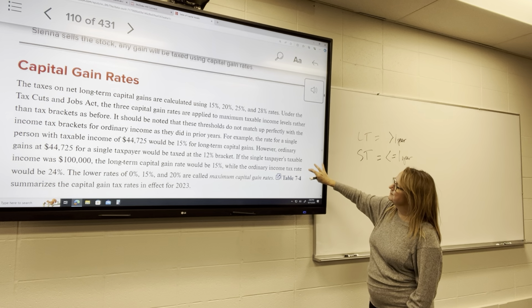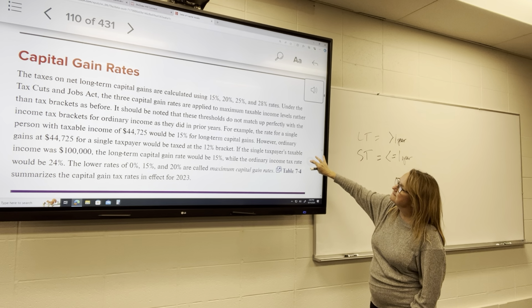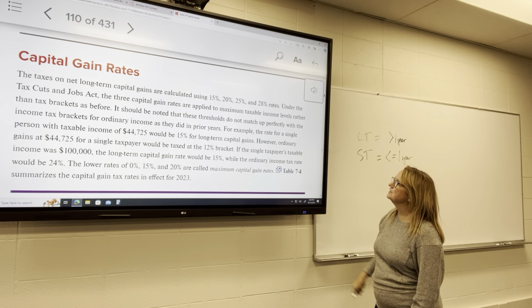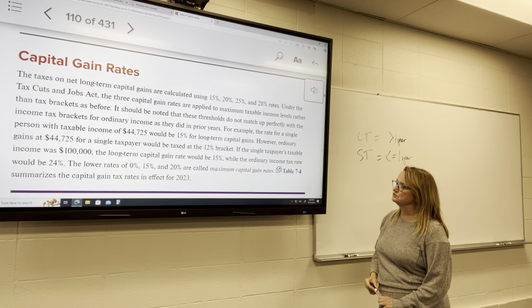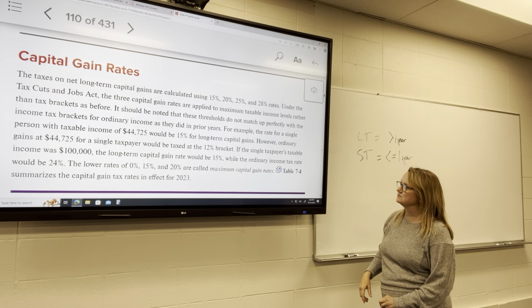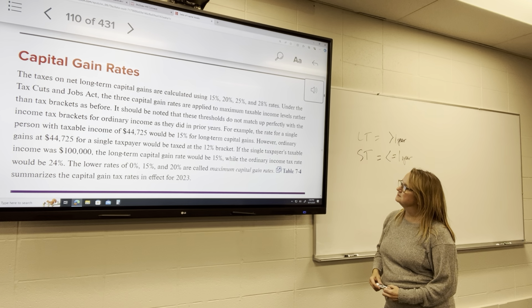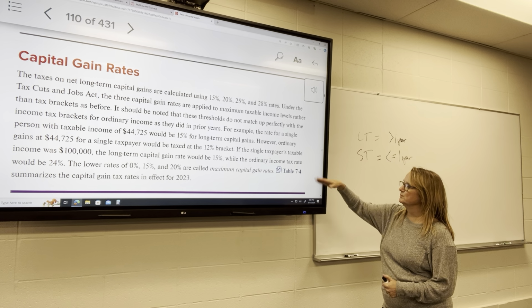So this is about the tax rates. As you can see, the tax brackets do not match up with the ordinary tax brackets, obviously. So ordinary gain, that's what we just went through.